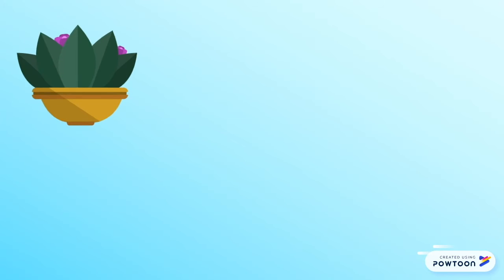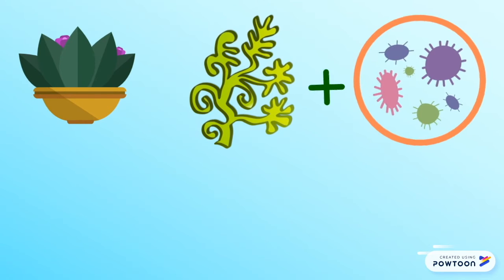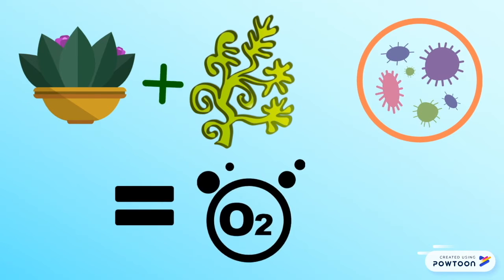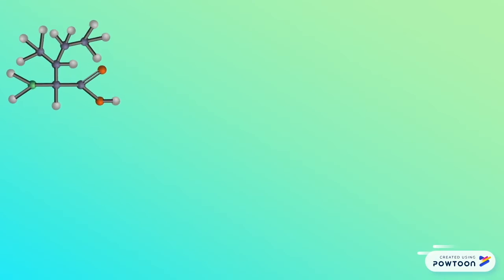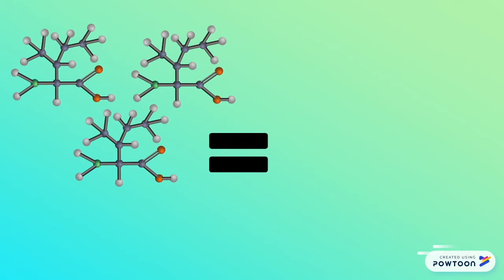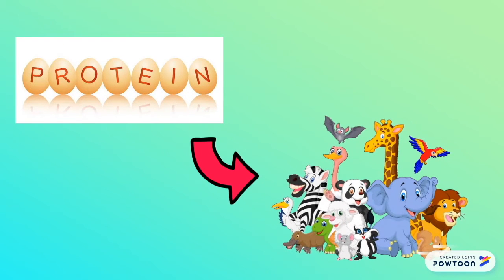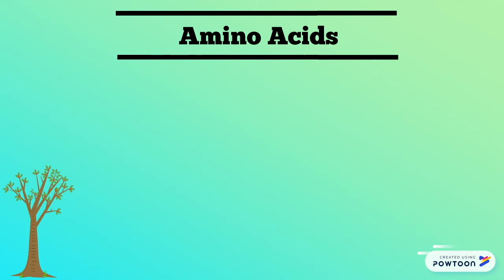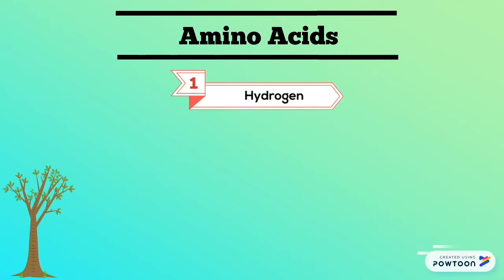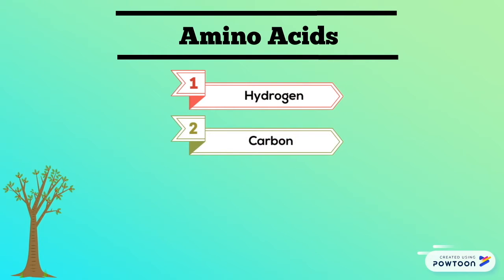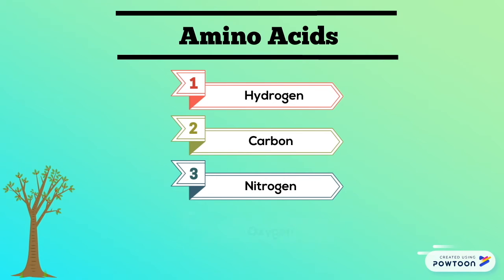The evolution of plants, algae, and bacteria that made their own energy using photosynthesis caused oxygen to be released. Lots of amino acids come together to make proteins, which are found in all living things. Amino acids contain the elements hydrogen, carbon, nitrogen, and oxygen.